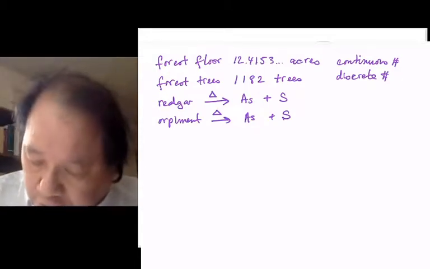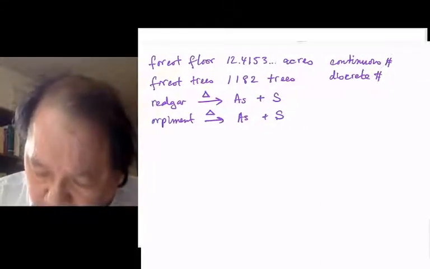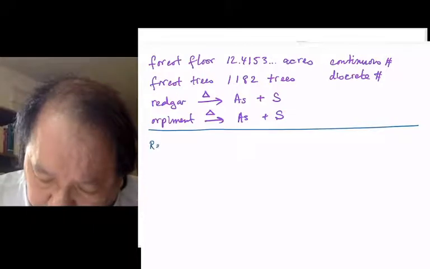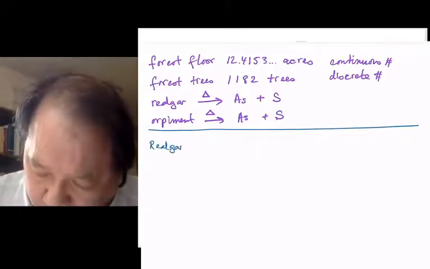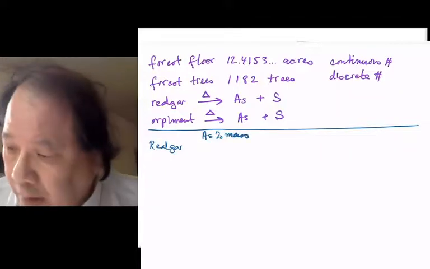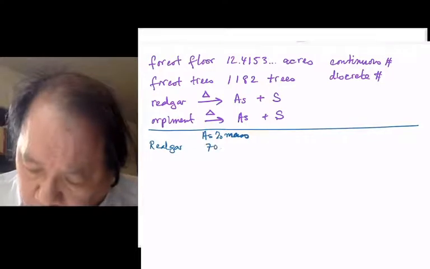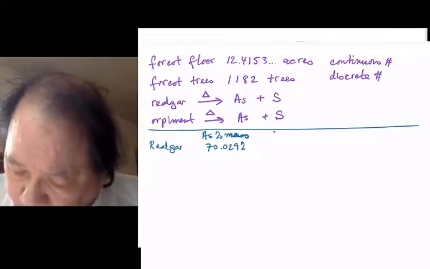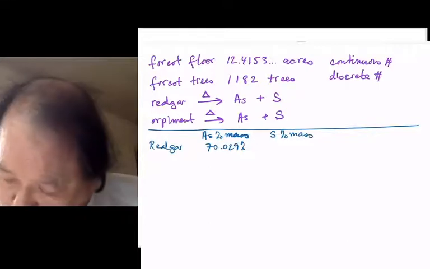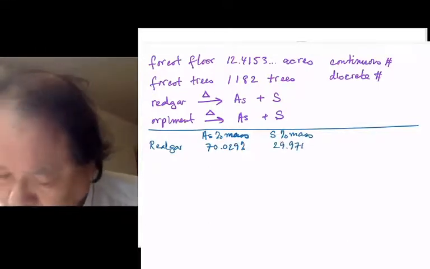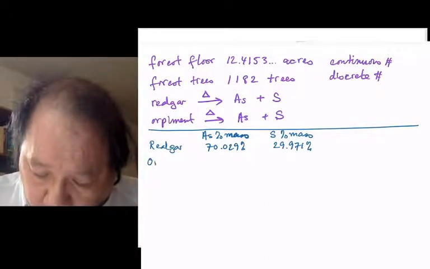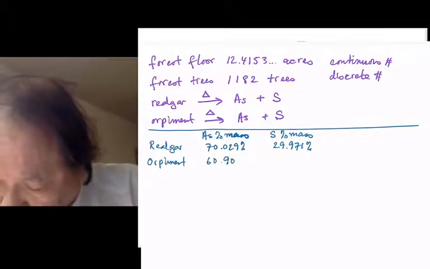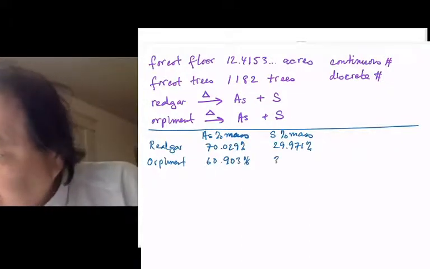Okay, so what did they then do with numbers in these things? Realgar is always 70.029% arsenic by mass, and sulfur mass percent is 29.971%. That's always true for all realgar. All orpiment, when they weighed their arsenic and sulfur, came out as always 60.903% and 39.097%.